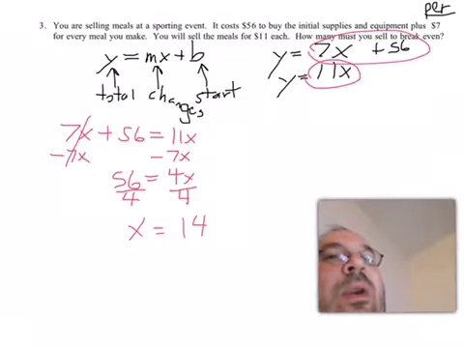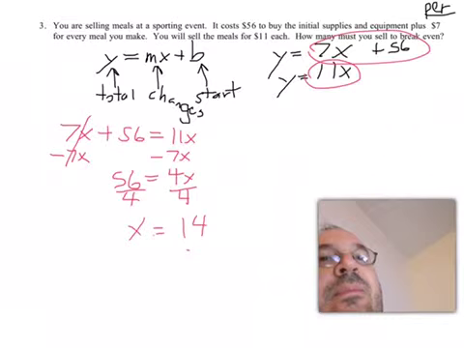So I need to sell 14 meals to break even. If I sell less than 14 meals, then my sales are not going to outweigh my costs. So I got to sell 14 meals.